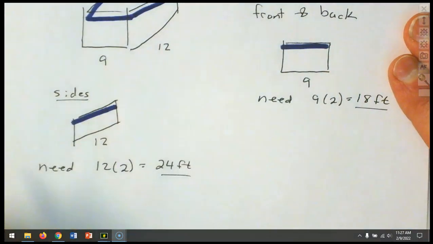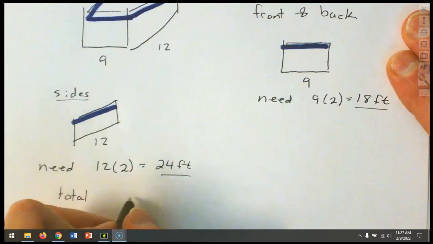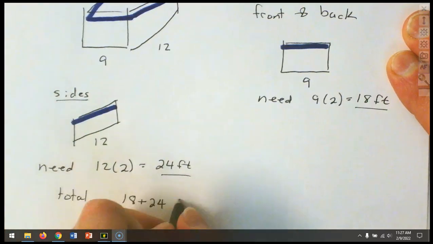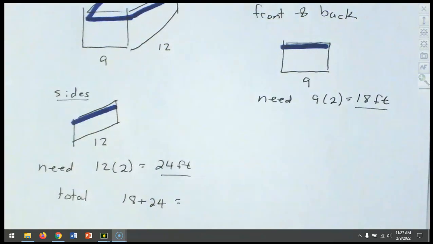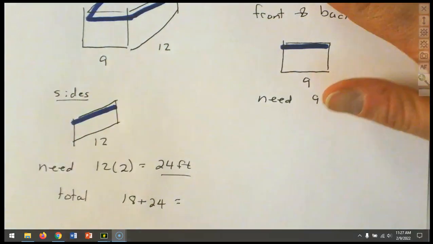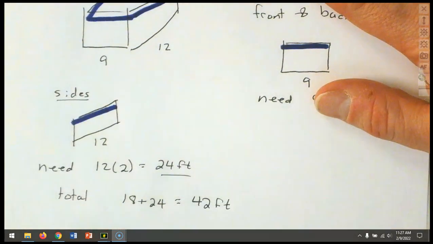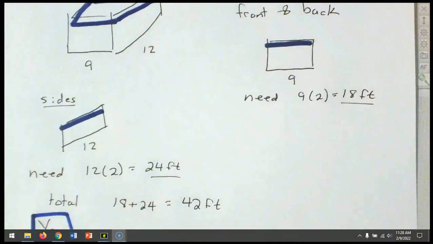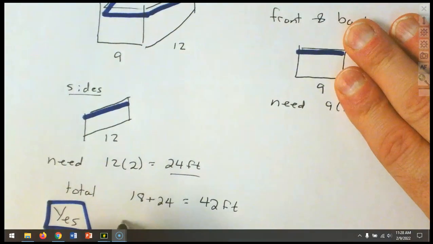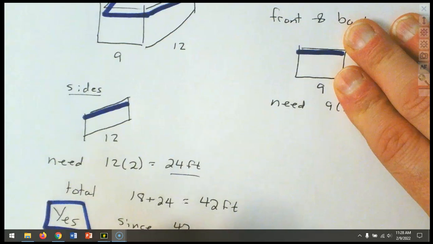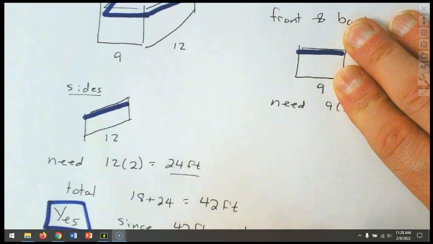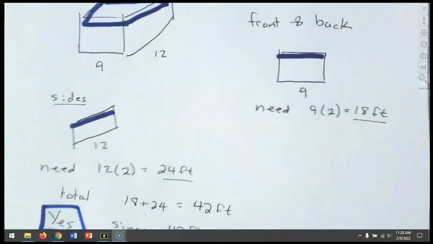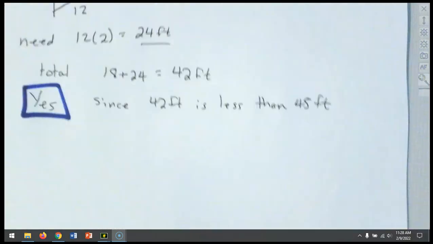What's my total? Total is going to be 18 plus your 24, and that is, what, 32? Yep, sorry about that, 42, my mistake there, 42 feet. Can we paper the room? Yes, we can paper the room. Okay, and why can we paper the room? 42 is less than 45. So 42 feet is going to be less than that 45, so I know that I can paper the room.